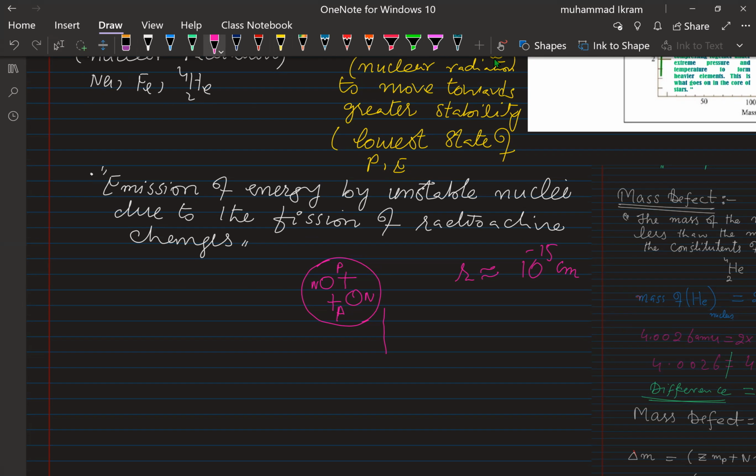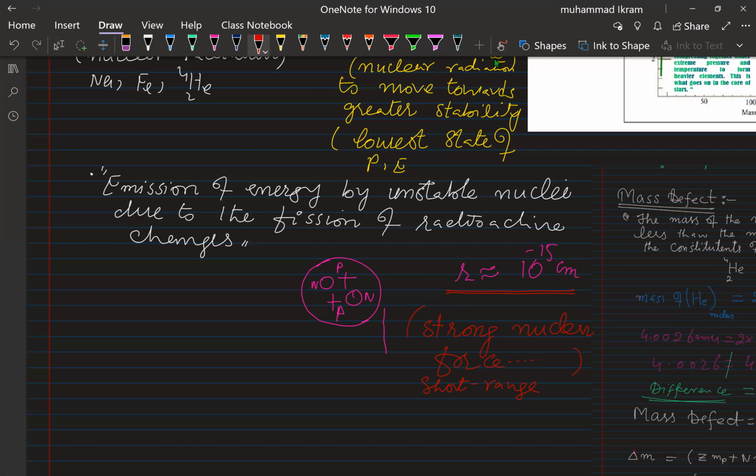And what is that reason? There exists a strong nuclear force inside the nucleus. Sometimes we call that force short range. Why? Because it only acts within this range. If the nuclear size grows, the short range force becomes weaker, the strong nuclear force becomes weaker. So it is this force due to which these nucleons are bound together. They are being held by this force.